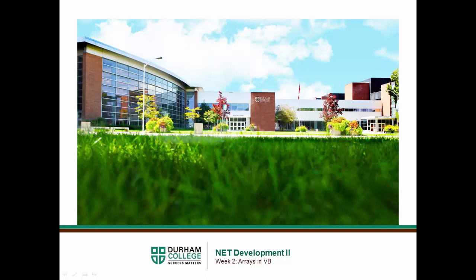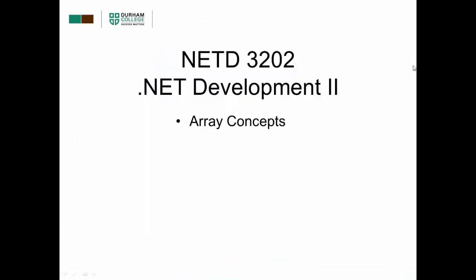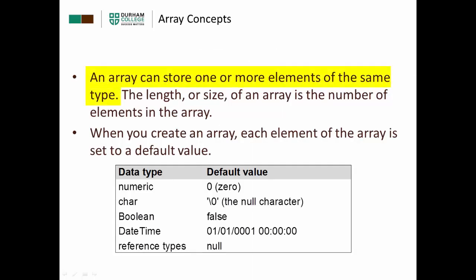This may be a review, but we're looking at it as it's related to VB, so hopefully it will still be useful. And this lines up with Chapter 8 in the textbook. Arrays can store one or more elements of the same type, and that's a critical distinction here. If you're reading through Chapter 8, you'll read about other kinds of collections, including some that allow different types, but that's not an option for arrays, and that's what we're concerned with at the moment.